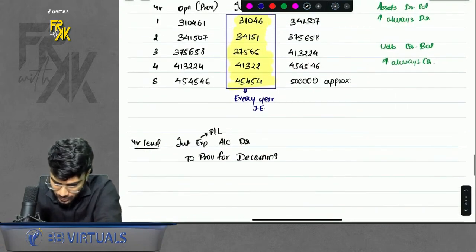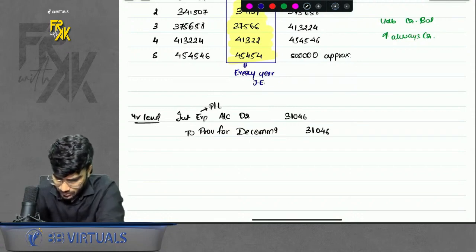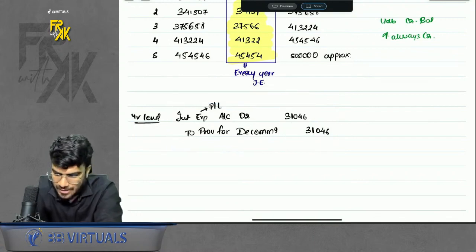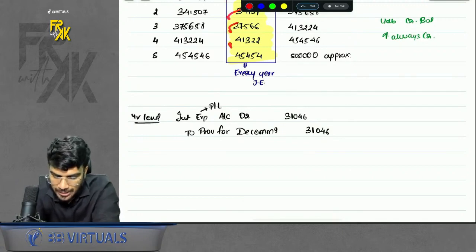So what will be the amount? The first year amount will be 31,046. This is the amount on year 1 end, right? Similar entry you have to pass each and every year. This entry you passed for year 1. Similarly, pass for year 2, year 3, year 4, year 5.